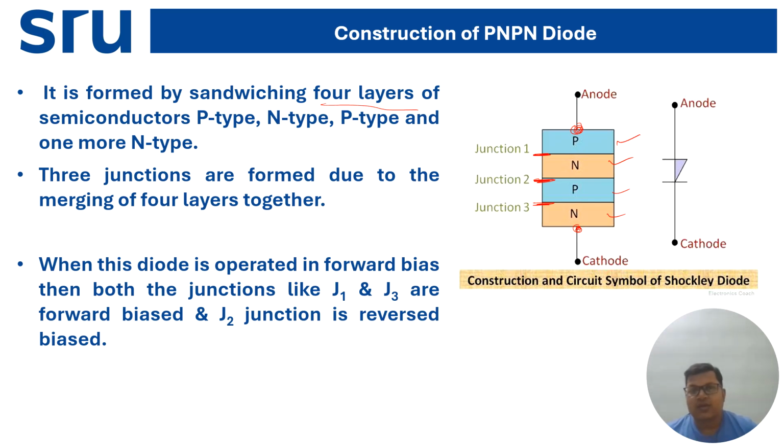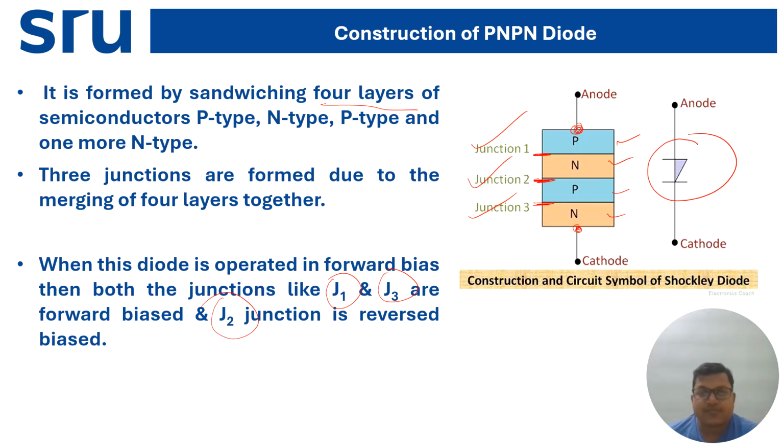Here you can see the circuit symbol of this device. As there are four layers, there will definitely be three junctions, one, two, three, due to the merging of four layers. This is very obvious, right? When this diode is operated in forward bias, the junctions J1 and J3 are forward biased, whereas the J2 junction is reverse biased.